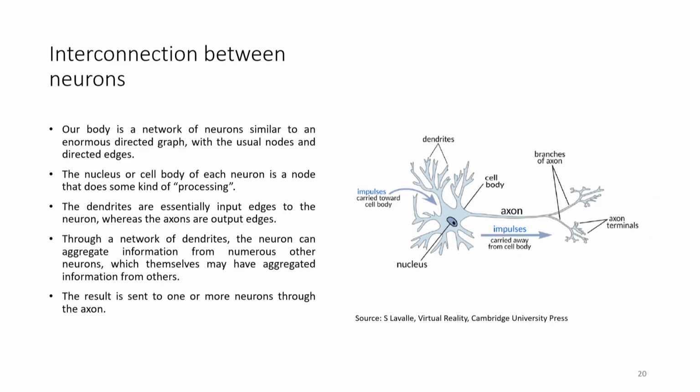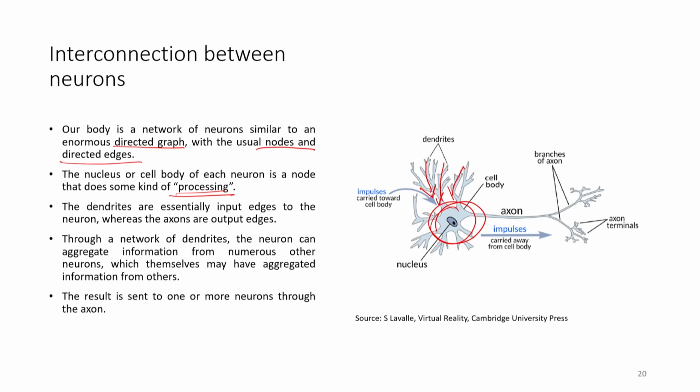So, our body is a network of neurons similar to an enormous directed graph with the usual nodes and directed edges which you can see in a directed graph. The nucleus or cell body of each neuron is a node that does some kind of processing. So, the processing is occurring here. The dendrites are essentially your input edges to the neurons. So, these dendrites are the inputs.